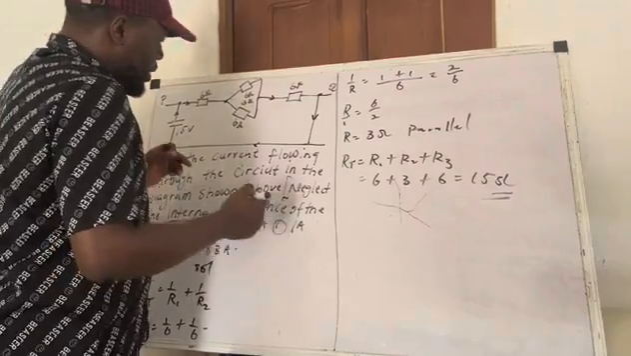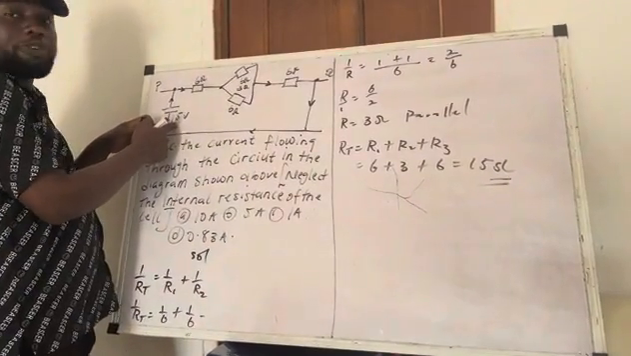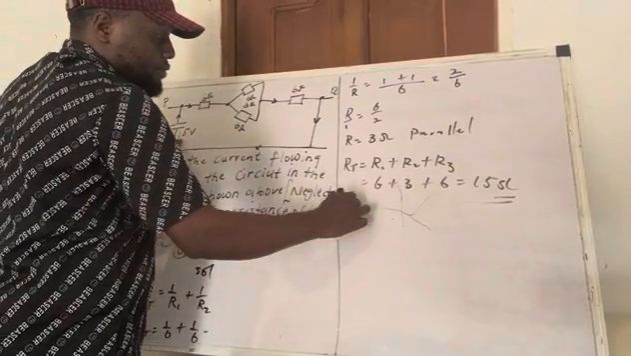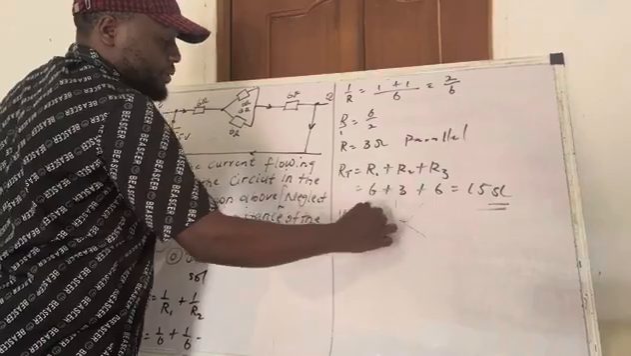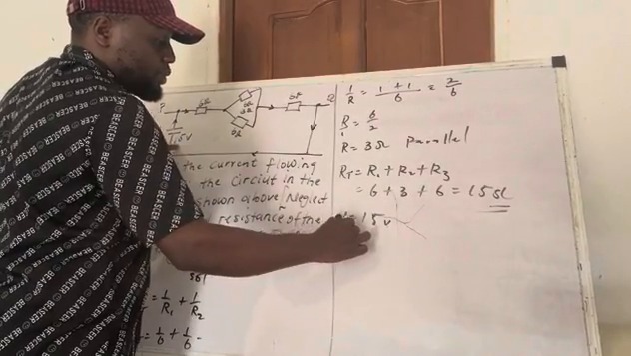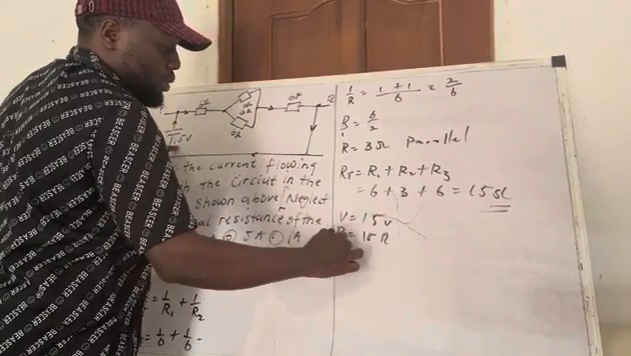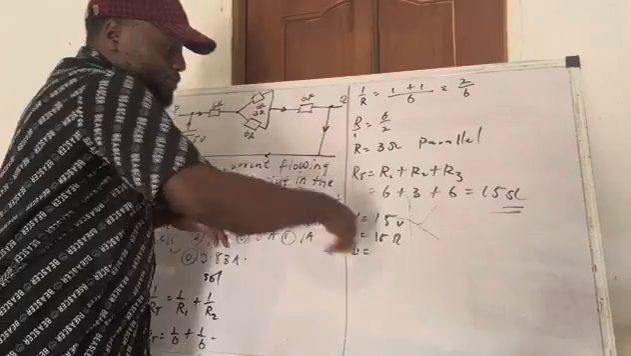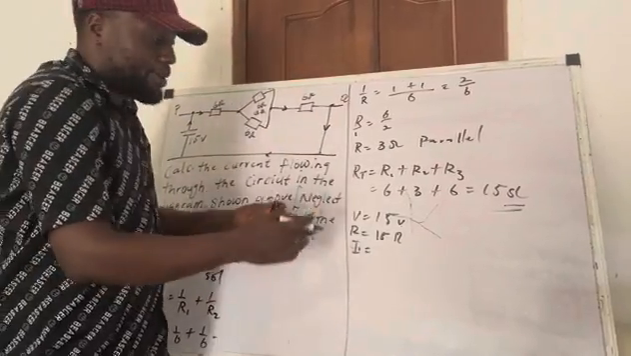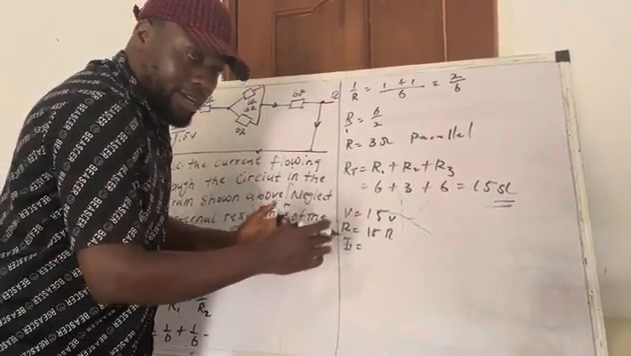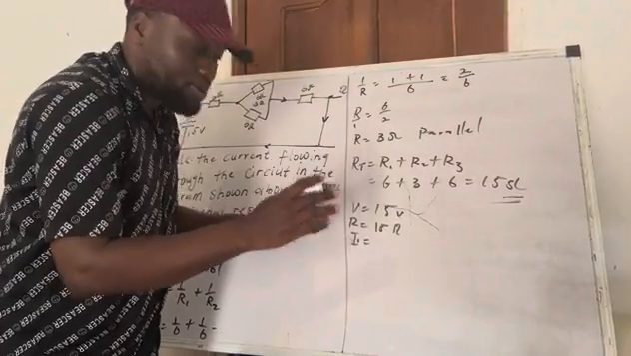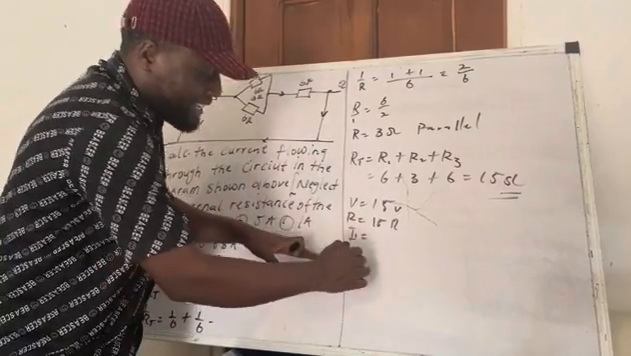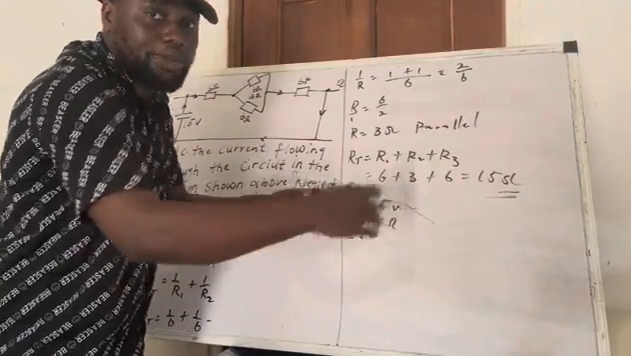Don't forget, we are given 15 volts in the circuit. So we have V equals 15 volts, and R equals 15 ohms. Now what is I, the current? These three parameters remind us of a law known as what? Ohm's law, which states that the current passing through a metallic conductor is directly proportional to the potential difference applied to both ends.